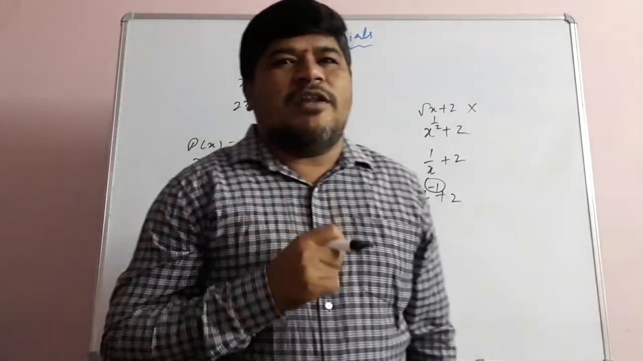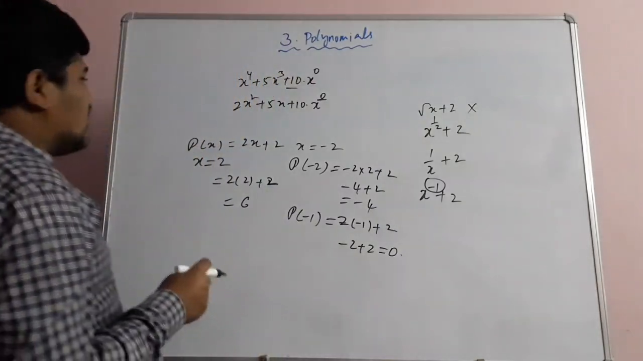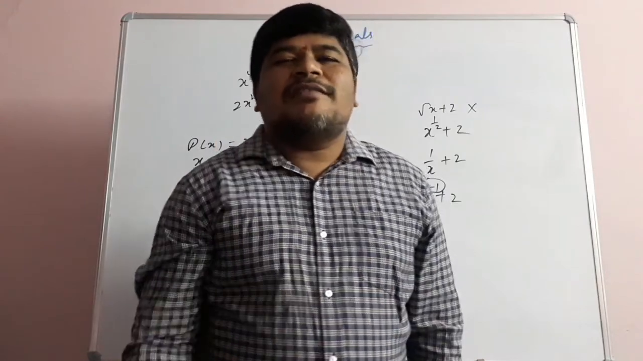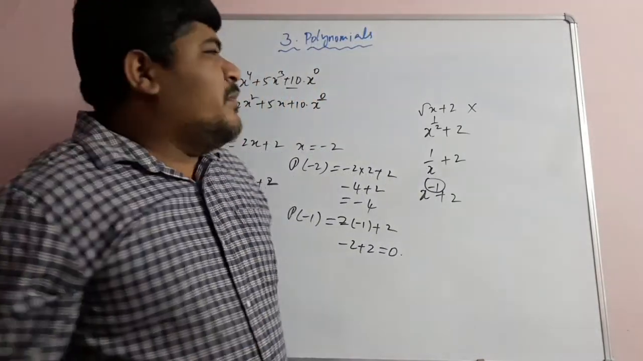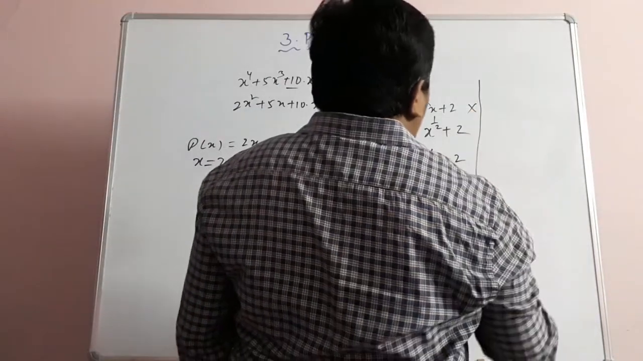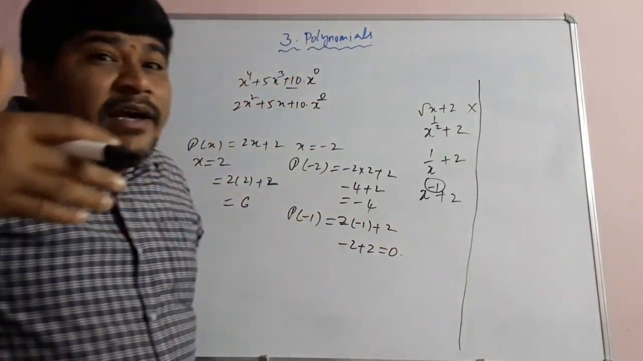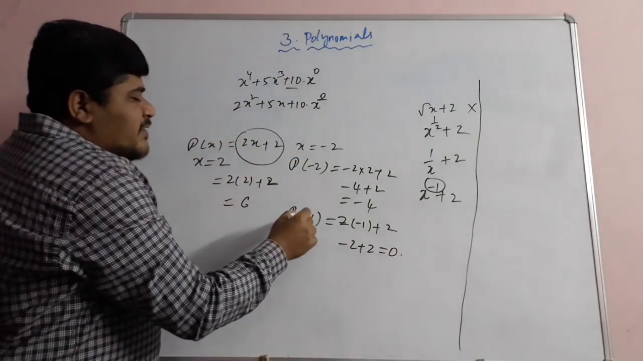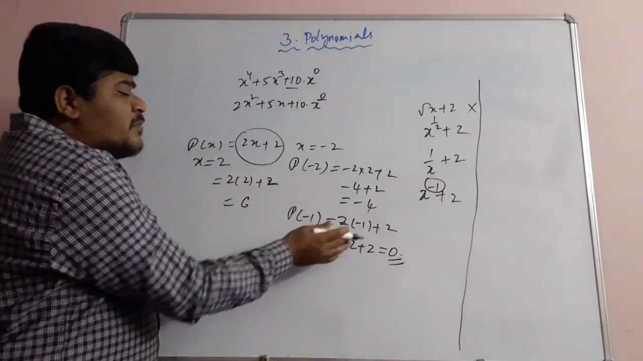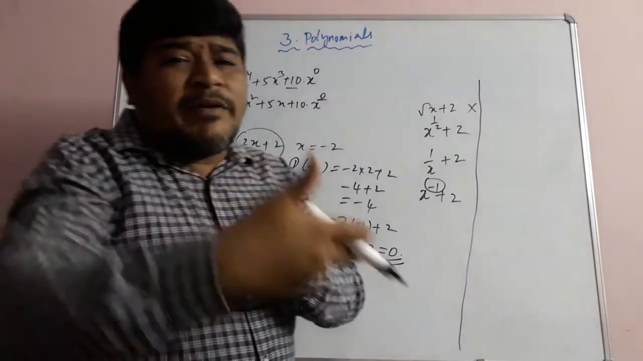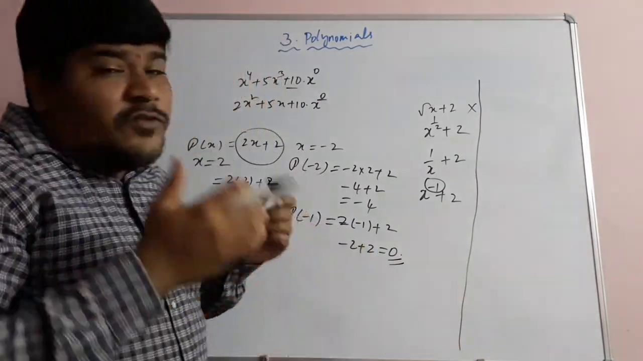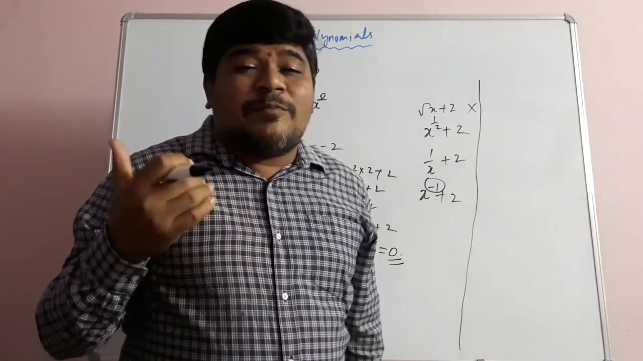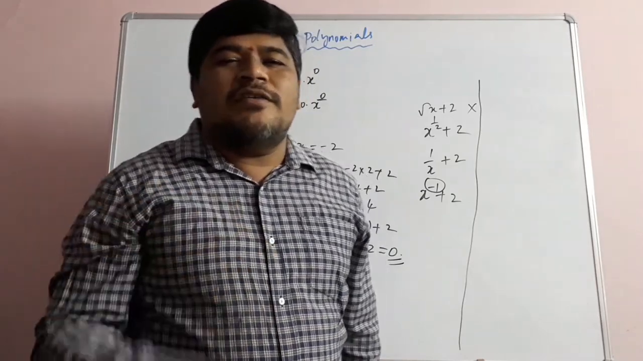Next, zeros of the polynomial. The value which makes the given polynomial's value 0 is called a zero of the polynomial. Suppose you see here, 2x plus 2 is one polynomial. At x equal to minus 1, the whole expression becomes 0. So these values are called zeros of the polynomial. The values of x which make that expression equal to 0 are called zeros of the polynomial.